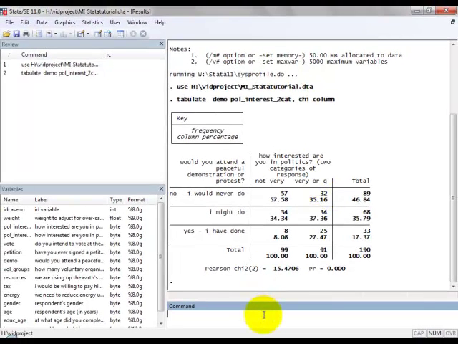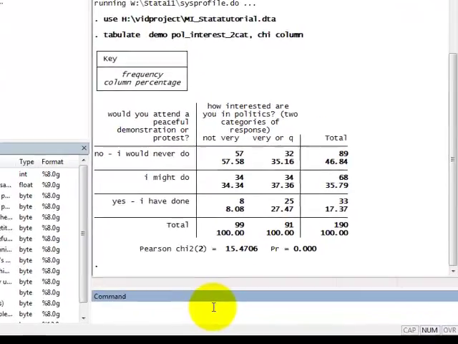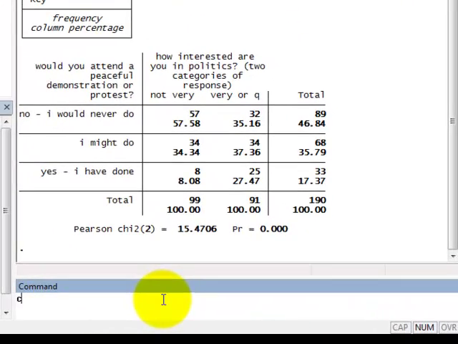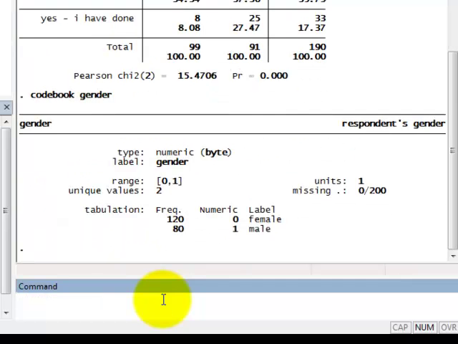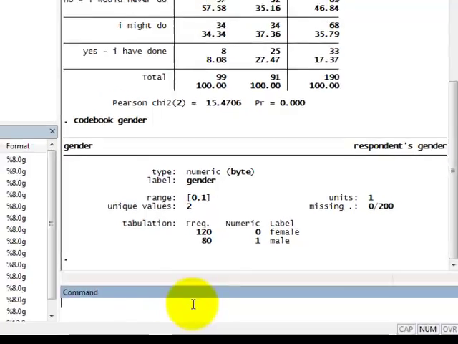Now we see that there is a relationship in the population, but maybe there's a difference in the relationship between men and women. This is a little bit tricky to do in STATA. First, we want to look at the values for the variable gender. We can see that gender is coded as 0 for female and 1 for male. So we have to run the same analysis, but once for females and once for males.